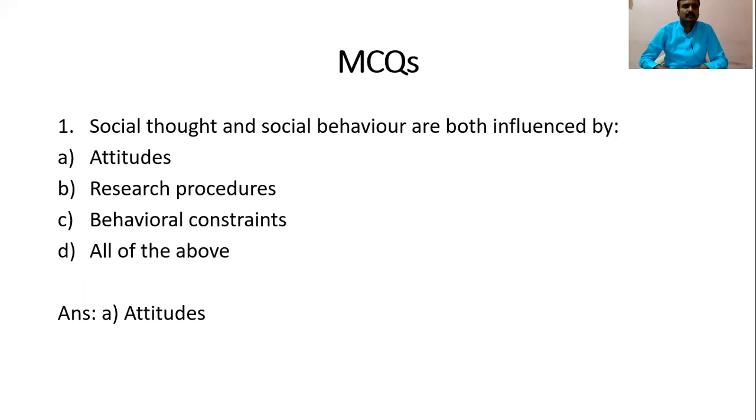these theories. First one: social thought and social behavior are both influenced by attitudes, research procedure, behavior constraint, or all of the above. The answer is attitude. Attitude is purely a concept whereby social thought and social behavior are influenced by the attitude of a consumer, not the research procedure or behavioral constraint.